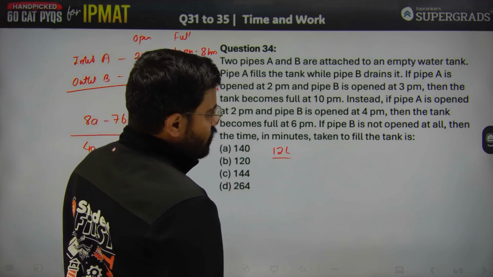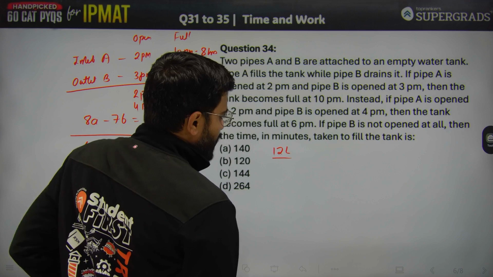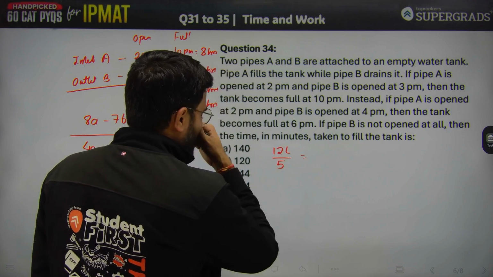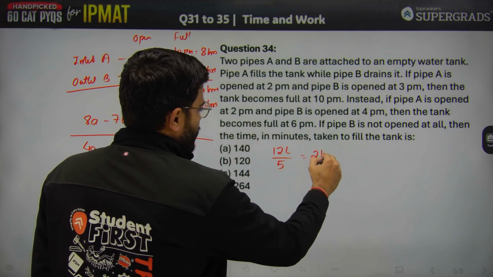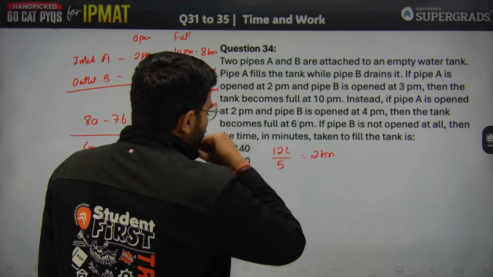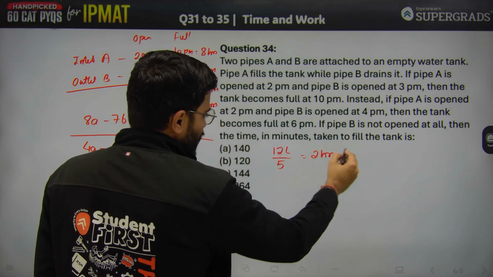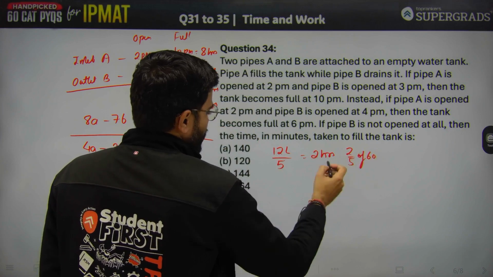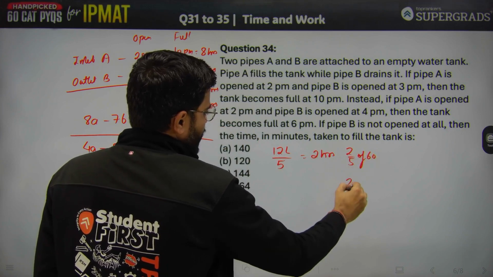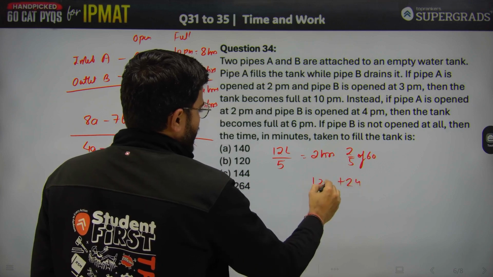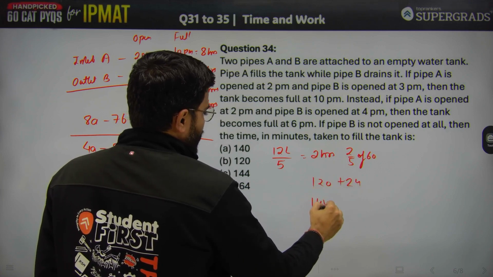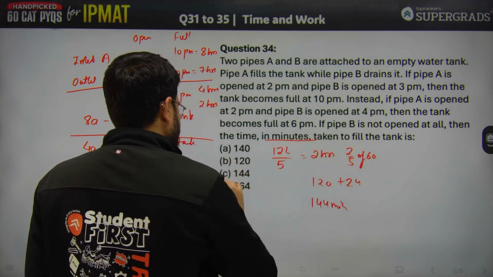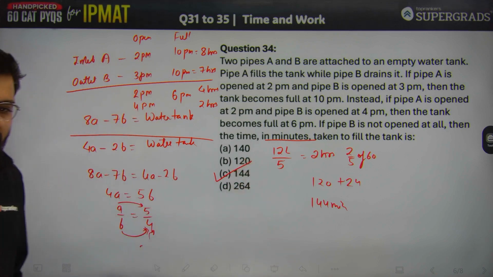If pipe B is not opened at all, in minutes the time taken to fill the tank is. So 12 liters divided by 5 units will give me 2 hours and remainder is 2 by 5 of 60 minutes. So 12 into 2, 24 plus 120. So the answer is 144 minutes. They have asked me in minutes. The answer is 144. Answer is C, Calcutta.